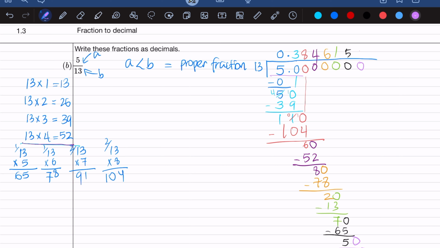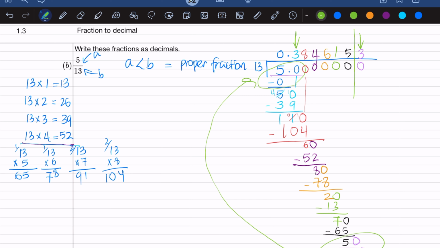13 times 3 will give us 39. Oh, look at that. It gives us the 11. We got 11 at some point. Where did we get 11? Happening here, and here again. So it's repeating itself. And there's 3, 3. So I know where to stop. I'm just going to cut off right there.